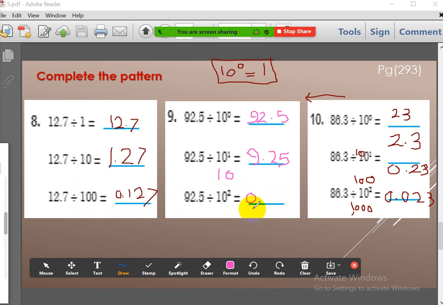So it will be 0.925. I have here what? This is the second power of 10. The value of the power is 100. That means I have to move the decimal point 2 digits to the left side, so it will be beside 9.